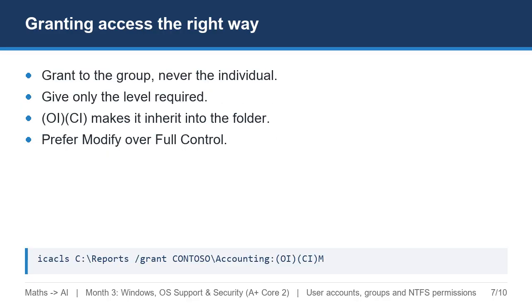When a user genuinely needs more access, grant it to the right group, not to the individual person, and give only the level required. Here icacls /grant gives the accounting group modify rights on the reports folder, and the OI and CI flags make that inherit down into files and subfolders. And notice we chose modify, not full control. Always prefer the lower level unless the user must change permissions themselves.